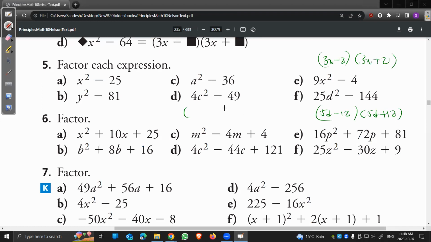What will be the answer to D? What's the square root of 4c squared? That's going to be your a value. 2c, and then minus 7. And see, all these are just one-step answers. That's super elementary. Not going to waste time with that.